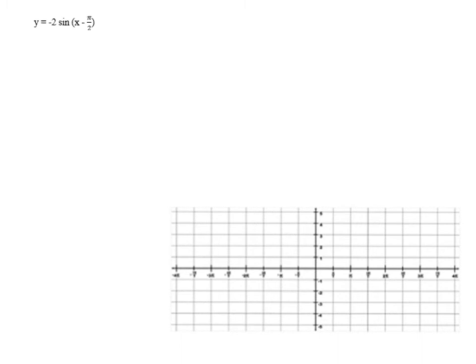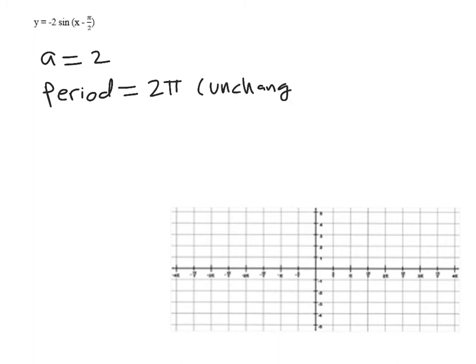Okay, let's make a profile. A is 2. Nothing for B. Okay. Period's 2 pi. You don't have to mark this, but just so we're clear, that period is unchanged.